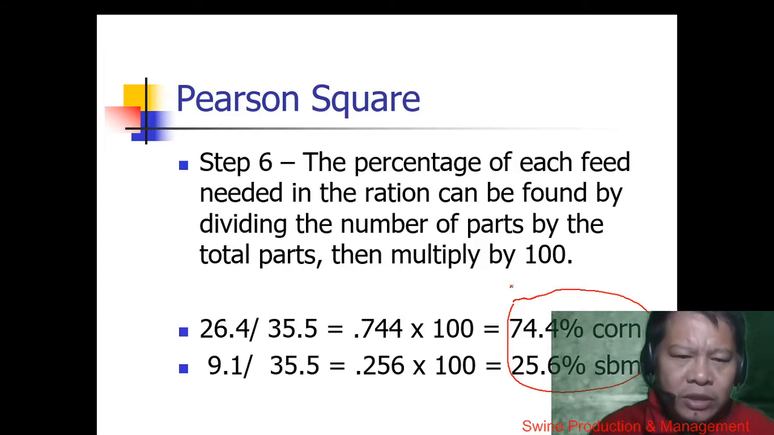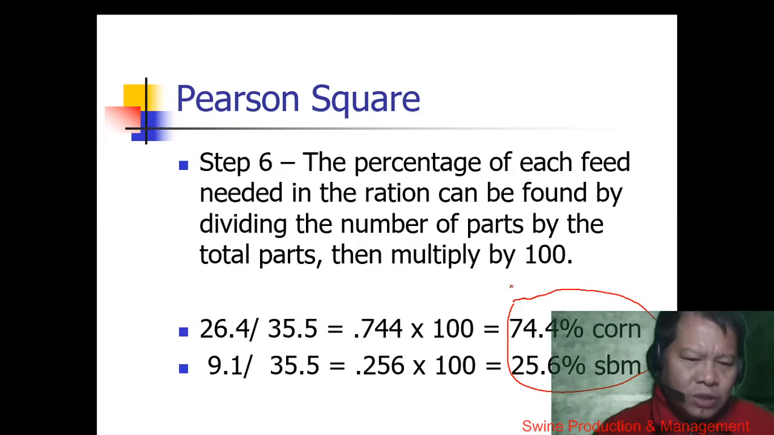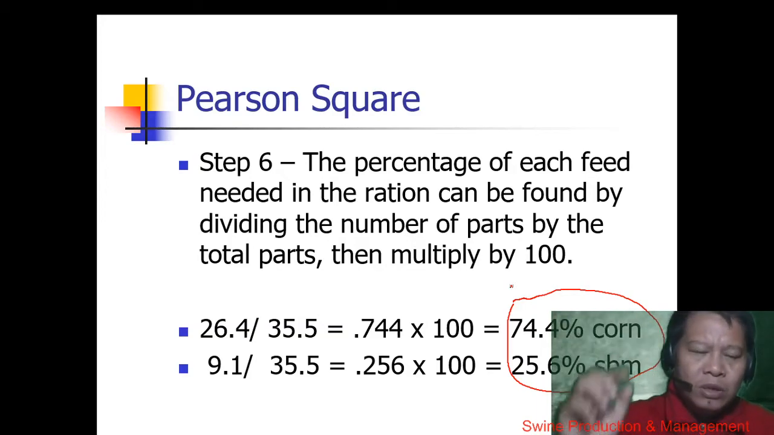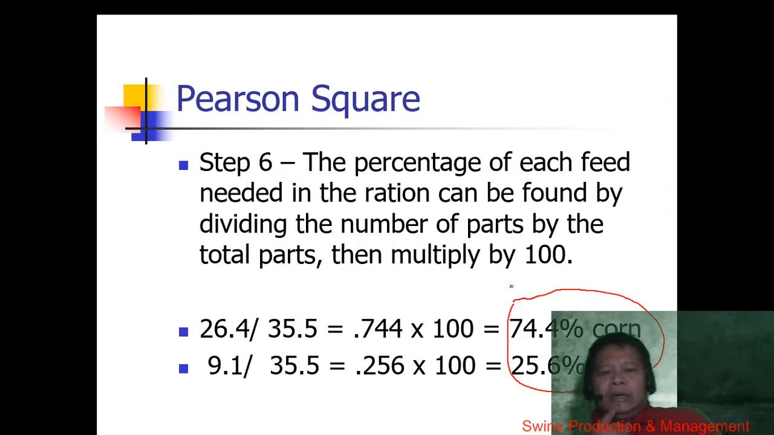But in terms of 100, if we only mix 100 kilograms, then in that 100 kilogram mixture you have 74.4 kilograms of corn mixed with 25.6 kilograms of soybean meal. But in our example, in our problem earlier, the question is 2,000 kilograms. So how many kilos of corn are in 2,000 kilograms? We just multiply it by 0.744.